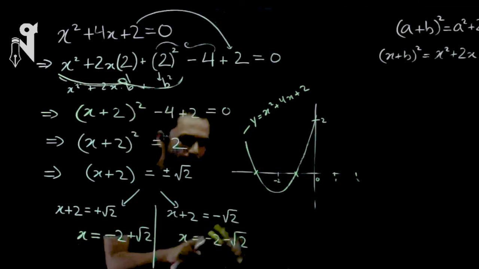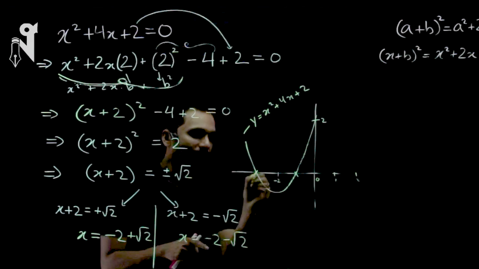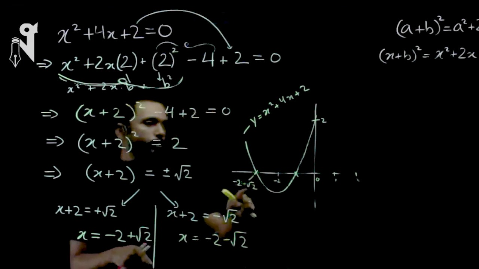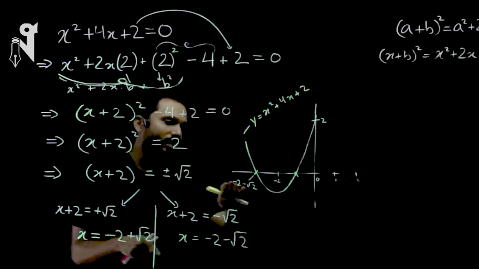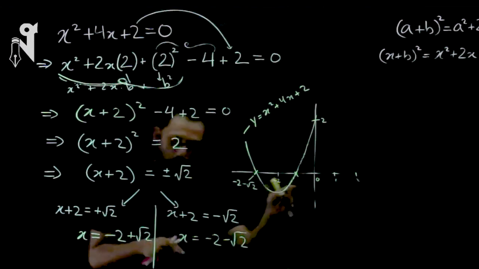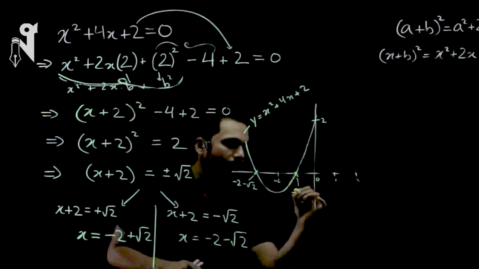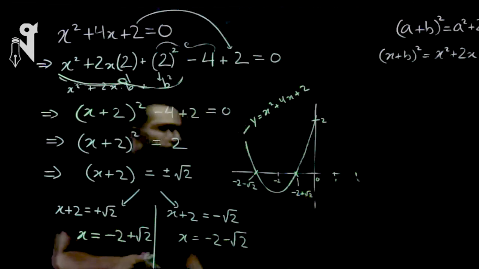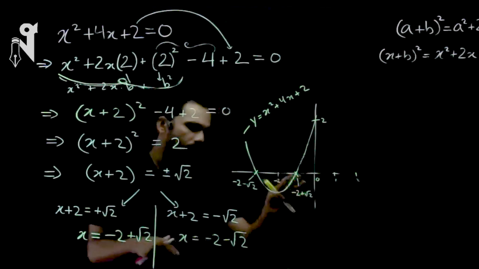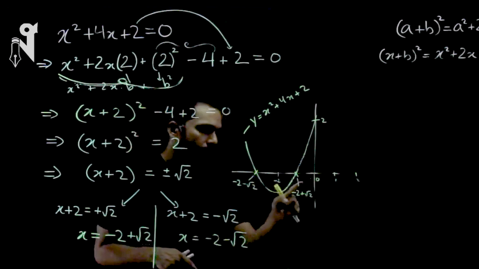So can you see the symmetry? From minus 2, you go a minus root 2 and you end up at minus 2 minus root 2. Root 2 is roughly 1.4, so it will end up at roughly minus 3.4. And from minus 2, you go a plus root 2 and you end up over here, which is minus 2 plus root 2. Root 2 is again 1.4, so minus 2 plus root 2 is about minus 0.6. So you are going to end up on the left side of your origin.